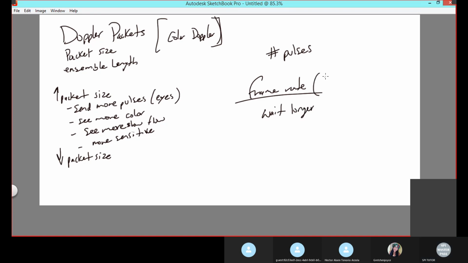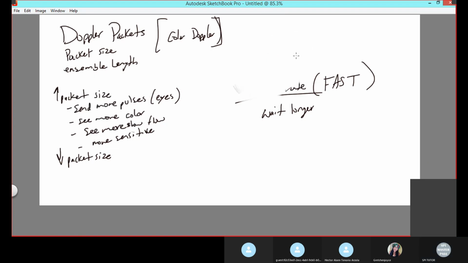That's the key right there. And frame rate, what does it want to be? It wants to be fast. So the fact that you're telling it to wait longer means that you're going to lower your frame rate. You're going to degrade, worsen, lower your frame rate, your temporal resolution, because they're essentially the same. So that's the counter effect. That's the counter. And if you lower your packet size, well, it's less pulses, so then less time, then they will make your frame rate happy. Okay.